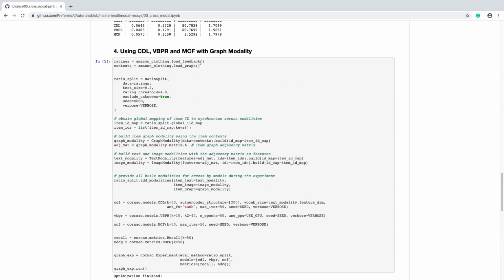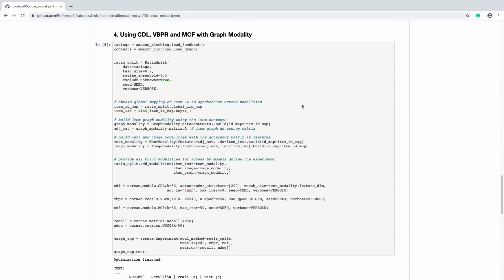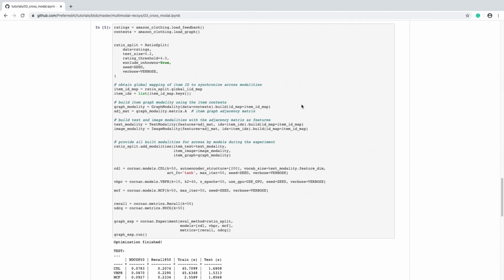So here again, you just take your adjacency matrix, treat it as a document word matrix for CDL, and an object feature matrix for VBPR, and then you can run all the three models with this side information. So again, it's the same operations.